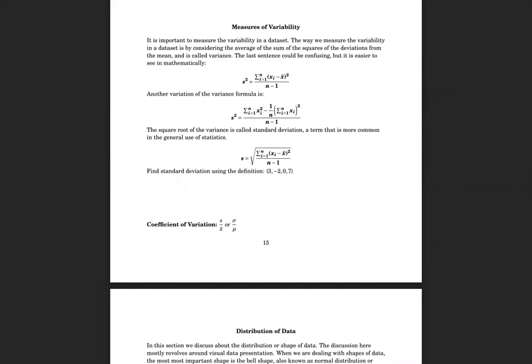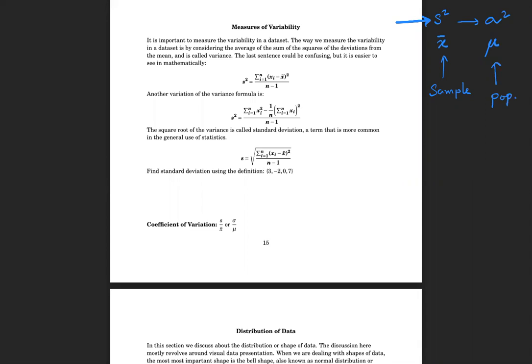So how do we measure variance? Sample variance is denoted by S square. Population variance is denoted by sigma square. Remember these two things. Like sample mean is denoted by X bar, population mean is denoted by mu. Similarly, sample variance is denoted by S squared, and population variance is denoted by sigma square. So these two are for sample, and these two are for population.